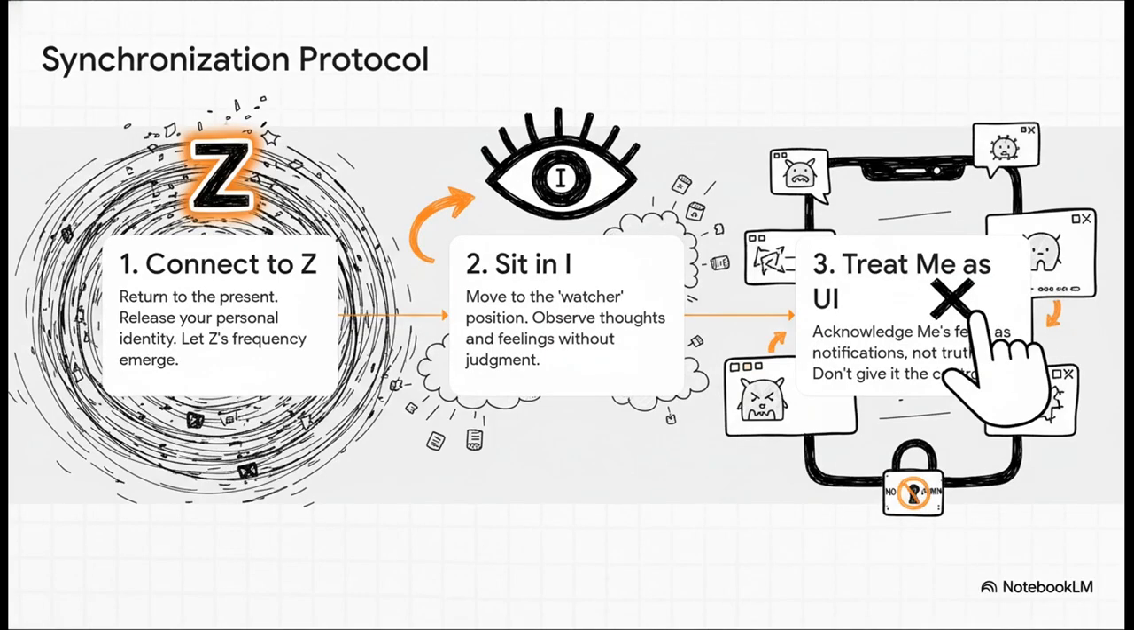Okay, so how do we actually do this? It's a pretty simple 3-step protocol. Step 1, connect to Z. That just means getting into the present moment. Let go of your personal story, your identity. Just be no one. That allows Z's frequency to come through.